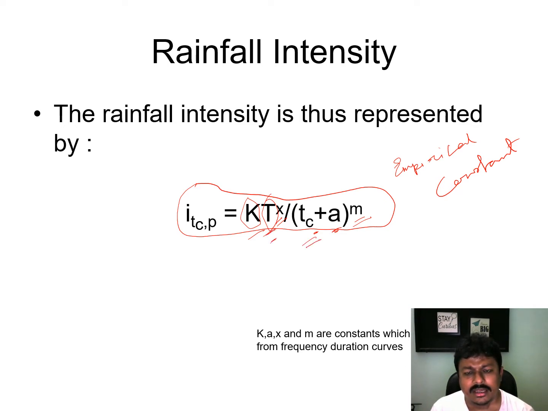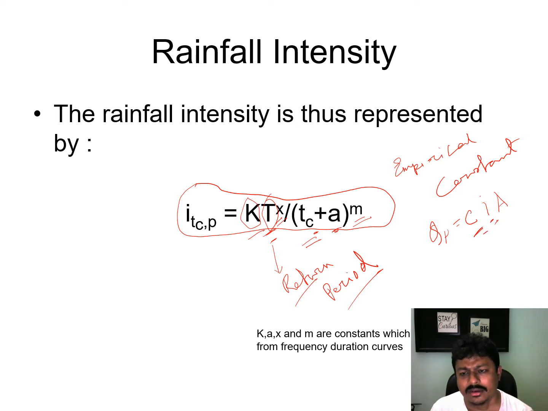T is the return period for which you are designing this hydraulic structure, and accordingly you have to design or predict the peak flood. So Q is equal to CIA, where C is the runoff coefficient, I is the rainfall intensity for that return period for which you are designing the hydraulic structure and for this time of concentration.